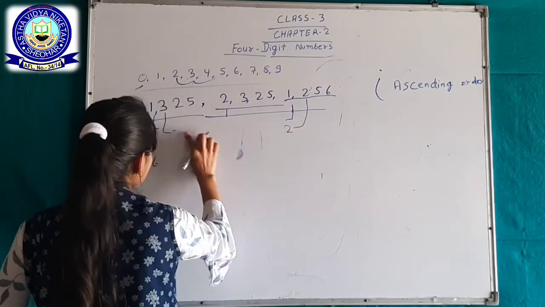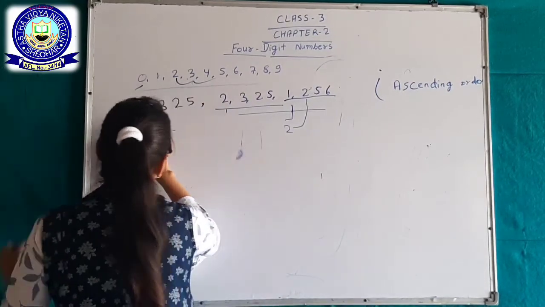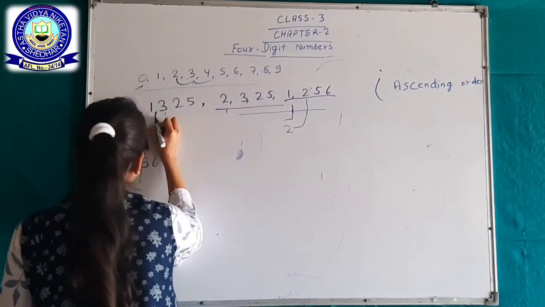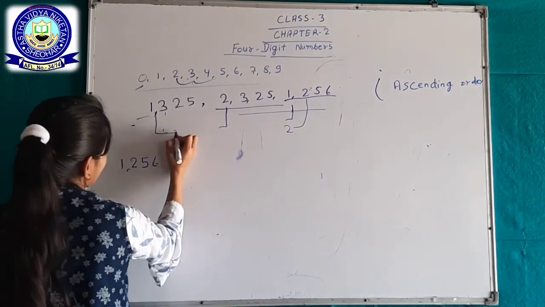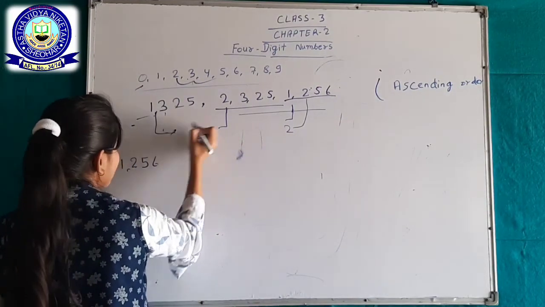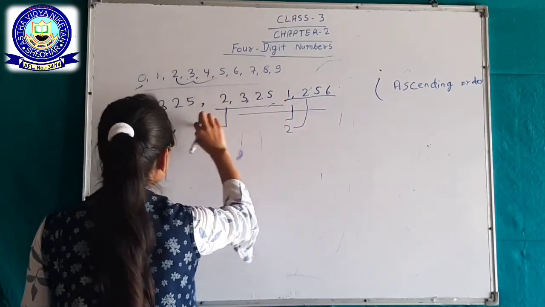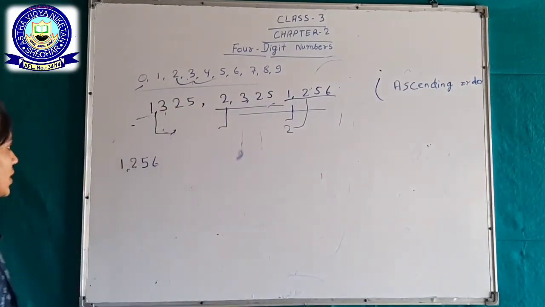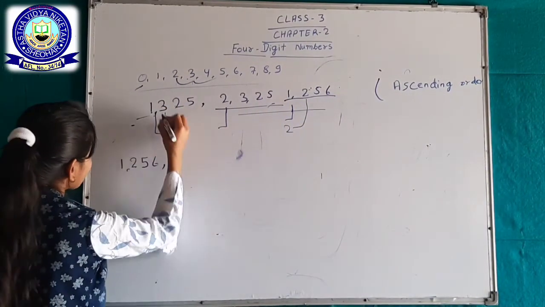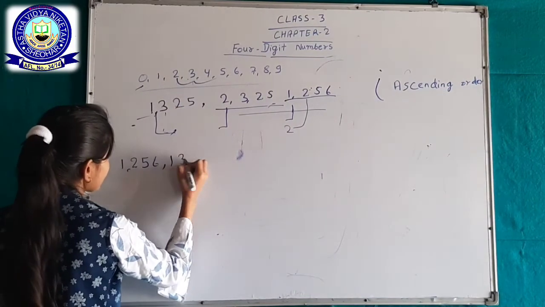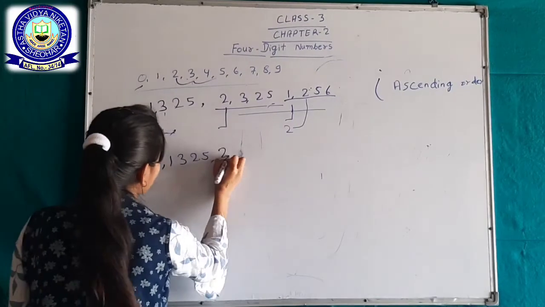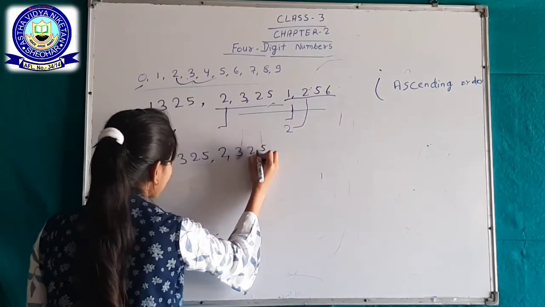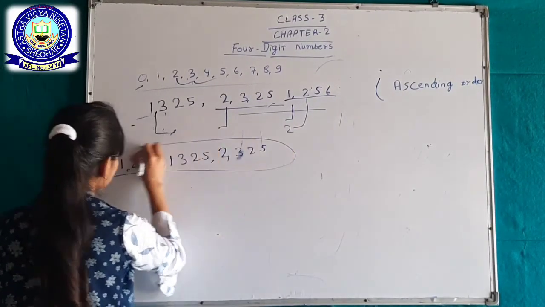And now you have to compare these two numbers. There is 1 and here is 2. 2 is greater than 1. 2,325 is greater than 1,325. So we can write here 1,325, and lastly 2,325. This is our ascending order.